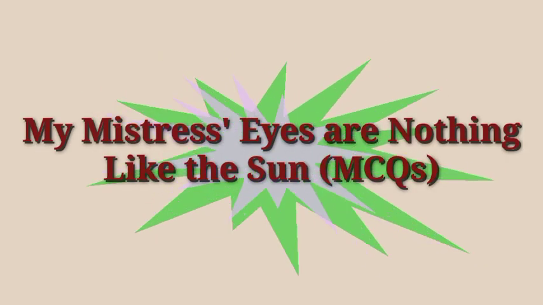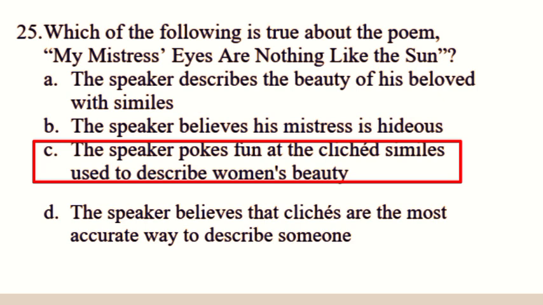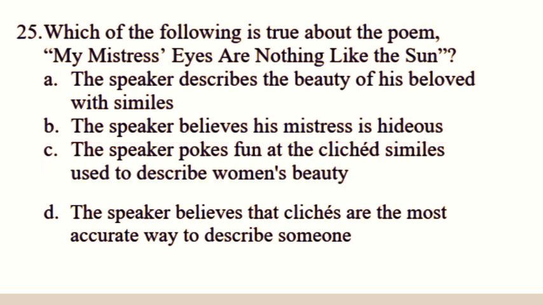Question number 25. Which of the following is not true about the poem, My Mistress's Eyes Are Nothing Like the Sun? The options are A, the speaker describes the beauty of his beloved with similes. Option B, the speaker believes that his mistress is hideous. Option C, the speaker pokes fun at the cliched similes used to describe women's beauty. And option D, the speaker believes that cliches are the most accurate way to describe someone. The right answer is option C, the speaker pokes fun at the cliched similes used to describe women's beauty.